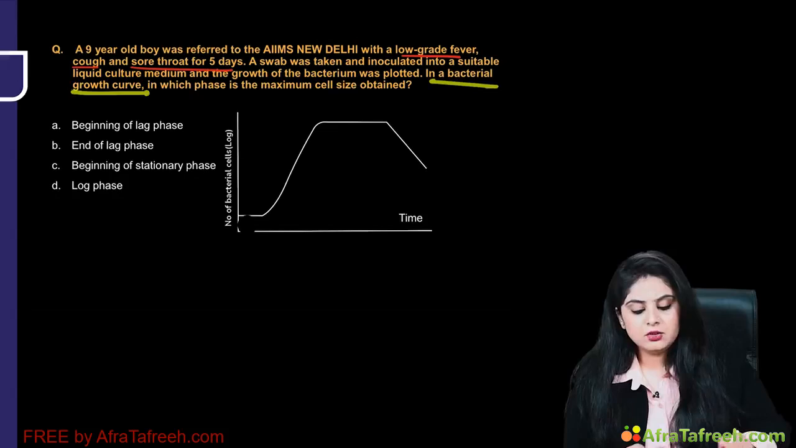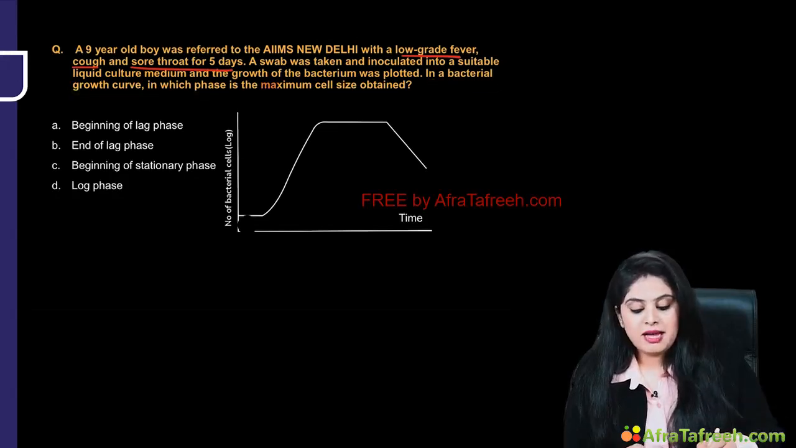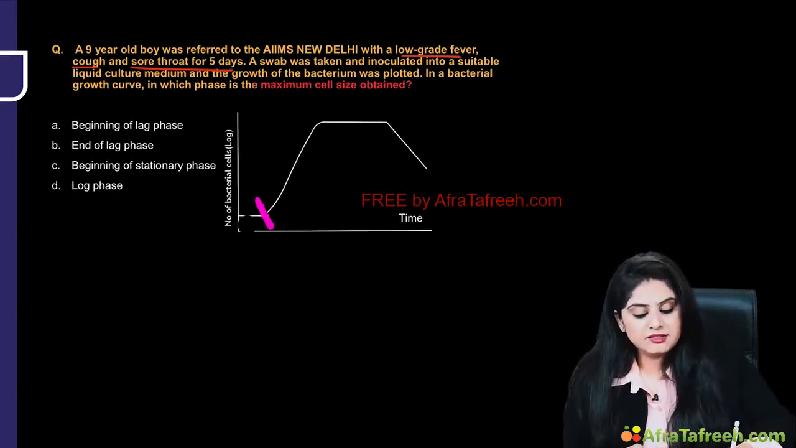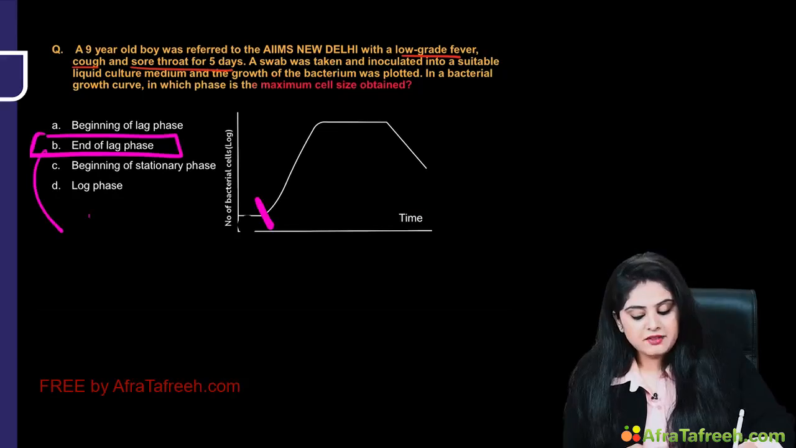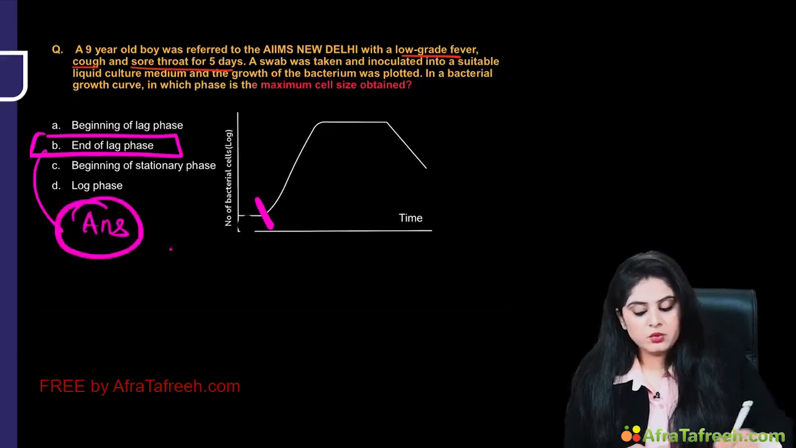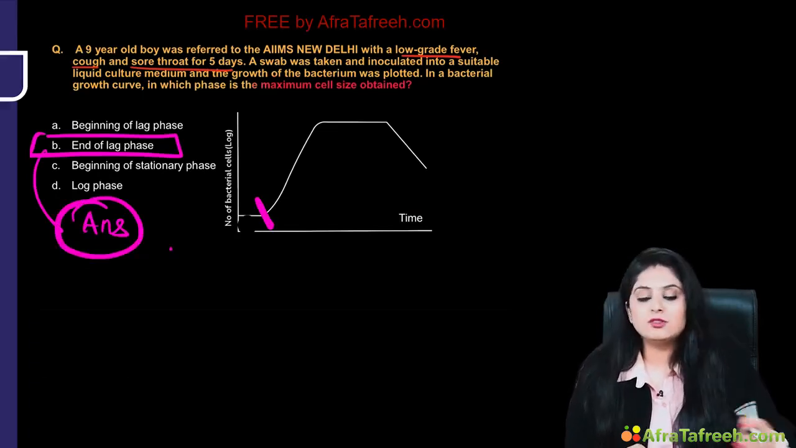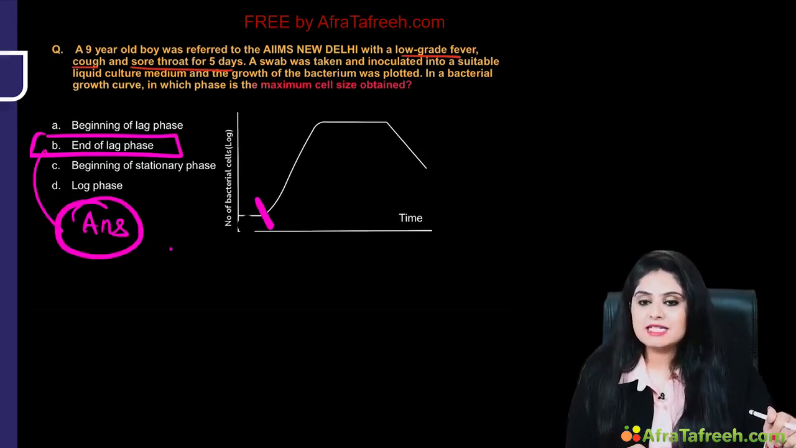In a bacterial growth curve, look at this. Maximum cell size. Where is it? I know maximum cell size was at the end of the lag phase. That means end of the lag phase is when you are going to get this. I hope everyone's okay with this. You've done the answers, yes? Now we're going to move on to the next topic. So anatomy done, shapes done, physiology done. We move on to the next topic, that is bacterial genetics.